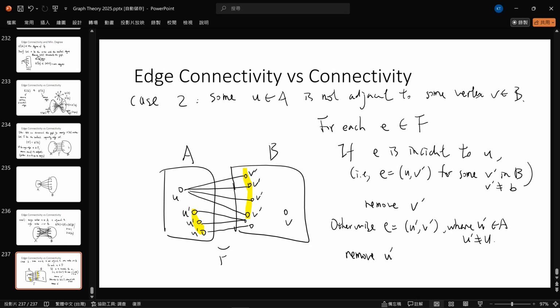And since U and V are still in the graph because we do not remove U, okay? And we do not remove V. The reason that we do not remove V is that this V prime, they cannot be V, right? Because if V prime is V, then this means U and V are adjacent, okay?